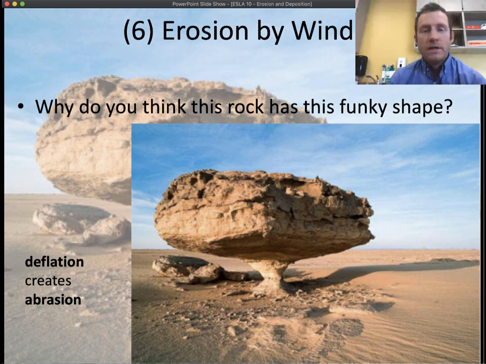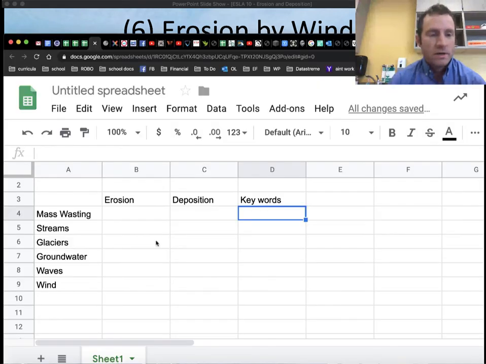All right, that's it for today. So you should have a little bit of information that you can write down on each of these 6 types of erosion and deposition, just describing how mass wasting does some erosion, how it contributes to deposition, how streams erode and deposit sediments, how glaciers erode and deposit sediments, etc., etc.